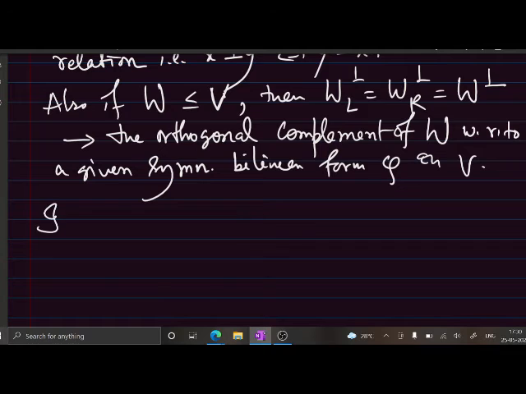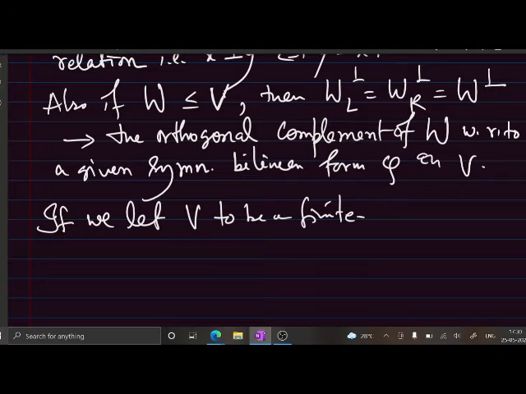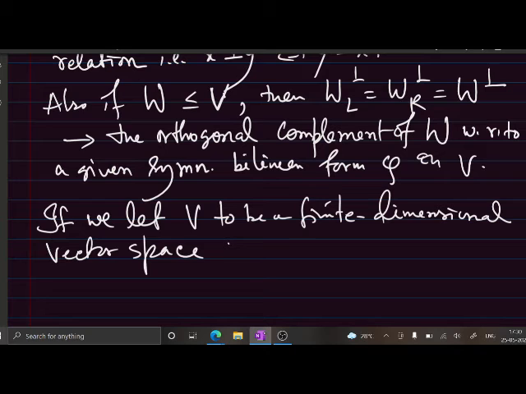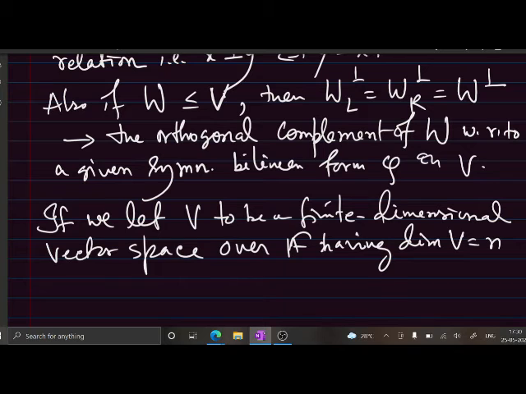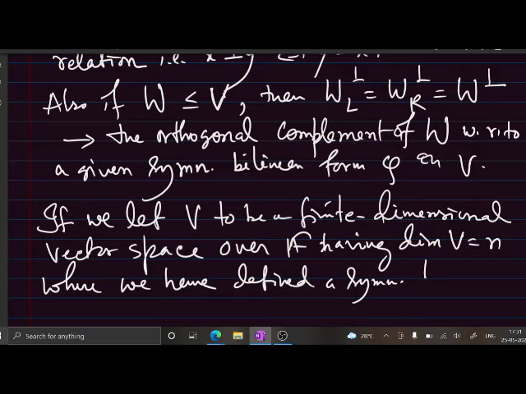Now, let V be a finite dimensional vector space over some field F, having dimension n, where we have defined a symmetric bilinear form phi.